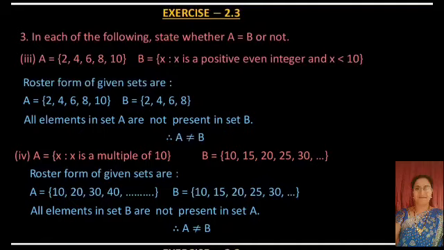So if you observe the two sets, the elements of these two sets are not equal. So all elements in set B are not present in set A. So therefore A not equal to B.